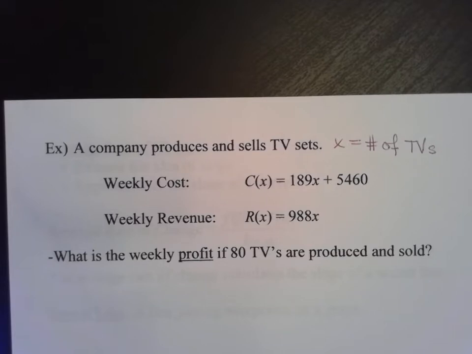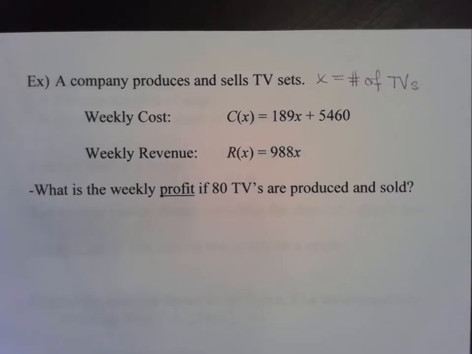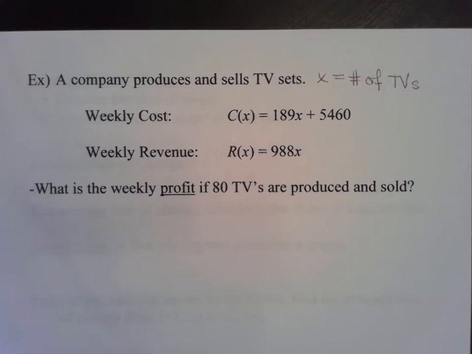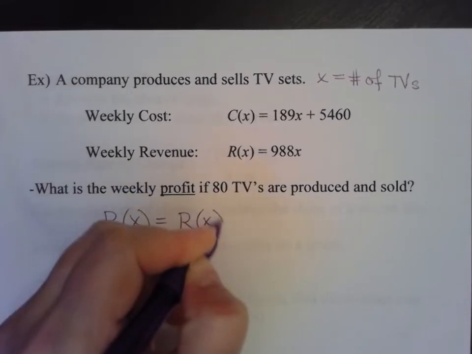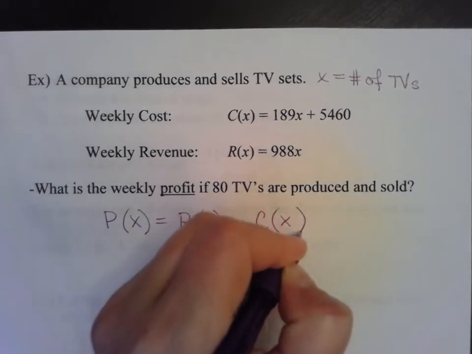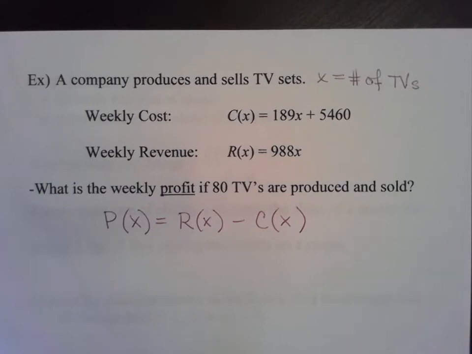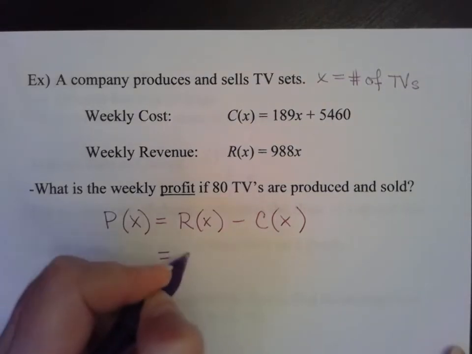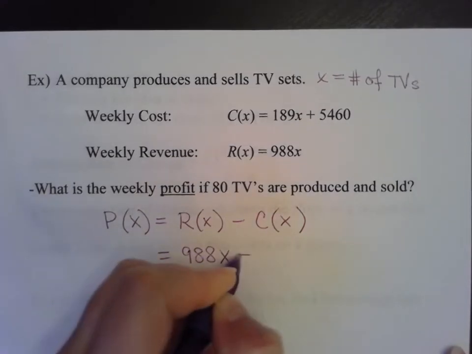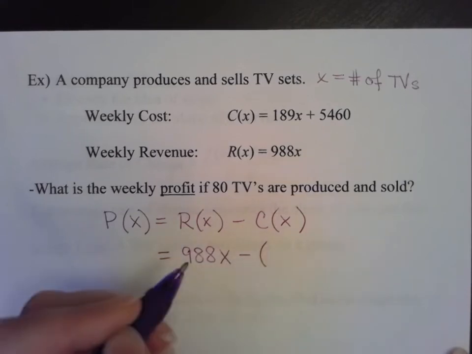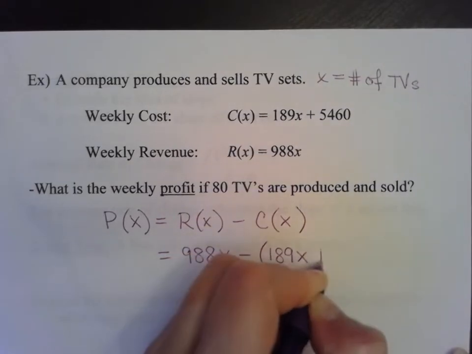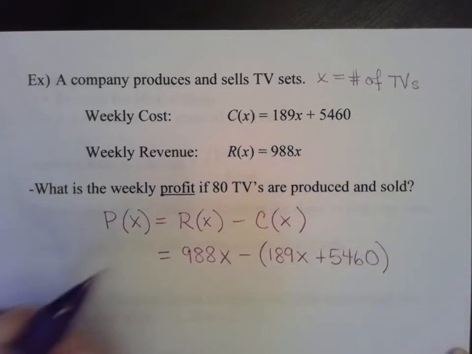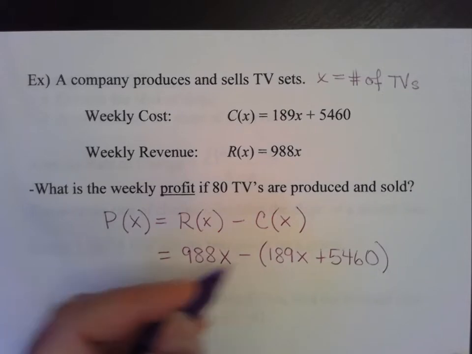Okay, so the question is, what is the weekly profit if 80 TVs are produced and sold? So we said the profit, we'll use big P of X here for profit, is the money I bring in, the revenue, minus the costs, bills that I have to pay. So I could take the two functions that I have and create a new one. So I have 988x for my revenue, and then I'm going to subtract the cost. Since the cost has more than one term, I'm going to put it in parentheses. And then I can distribute my negative sign.